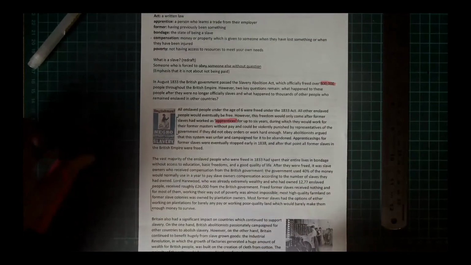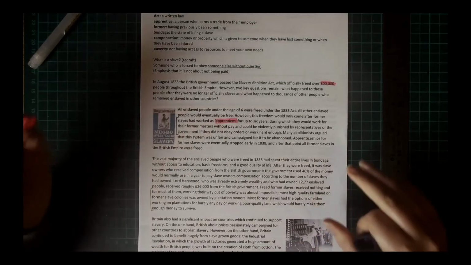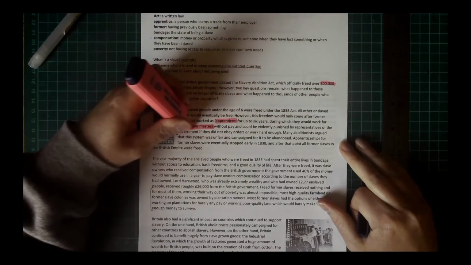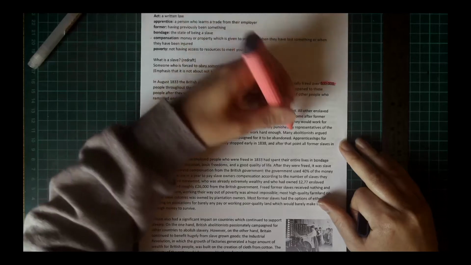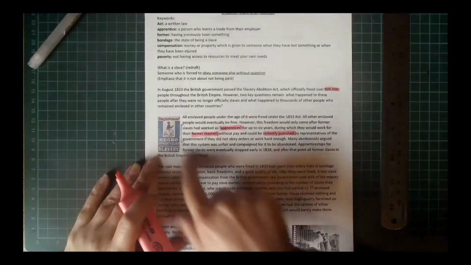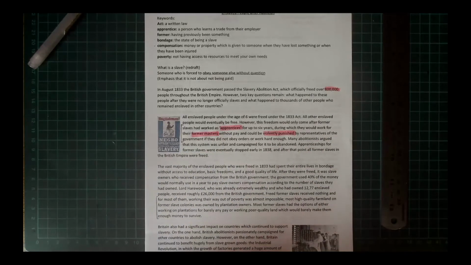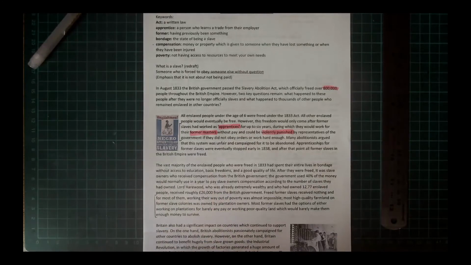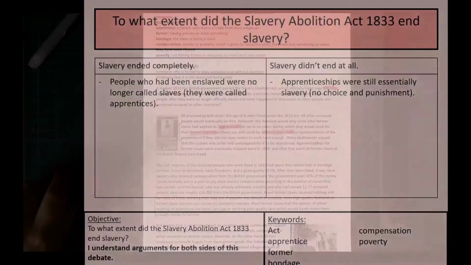So if we go back to this article, I'm referring to this section here. They had to work for their former masters, and if they didn't do as they were told, they would be violently punished. In fact, they would be violently punished by representatives from the government. I'm not going to talk about this idea of payment, because not being paid doesn't make someone a slave, but it's this idea that these formerly enslaved people had no choice but to be apprentices, and if they didn't do as they were told, then they risked violent punishment, which could ultimately lead to death.